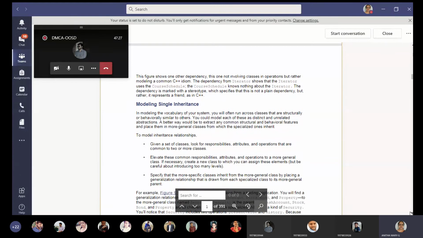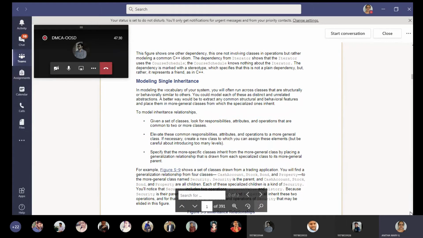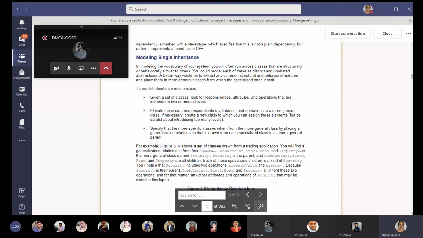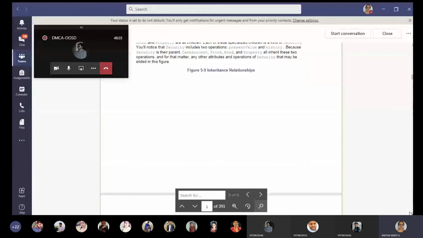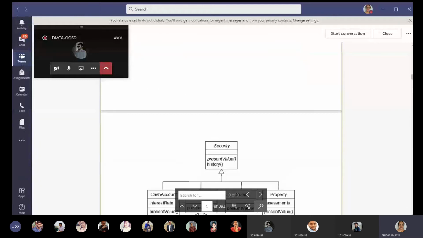Moving on to the next one, modeling single inheritance. First we need to identify the set of classes given in the particular scenario, their attributes, operations and so on, how many classes, and if needed the responsibilities, and then we have to relate them. Here the heading is modeling single inheritance. Modeling single inheritance means one child will have only one parent. Every child in the example will have only one parent.